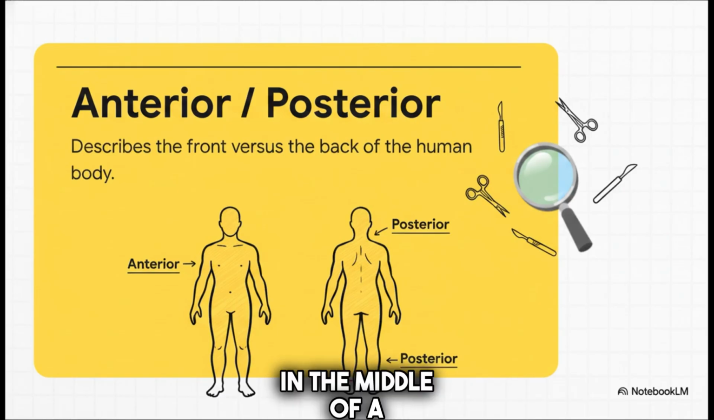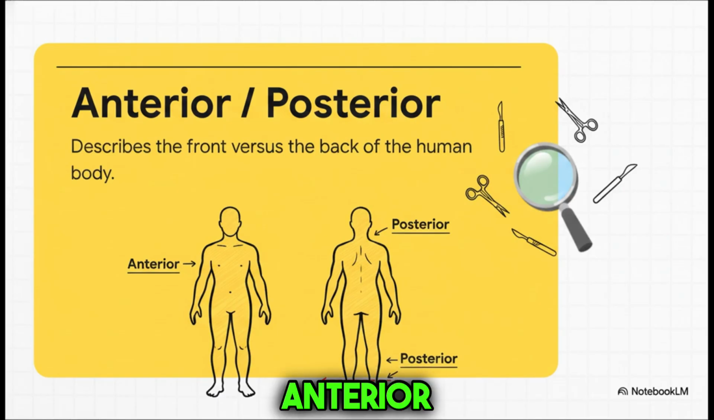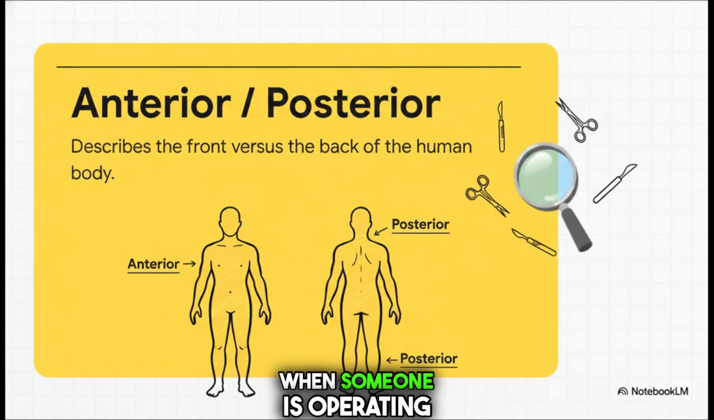Picture a medical team in the middle of a critical operation. Knowing that anterior strictly means the front of the body and posterior strictly means the back guarantees zero confusion, like your toes are anterior to your heel. There's literally no room for misinterpretation, which is exactly what you want when someone is operating on you.